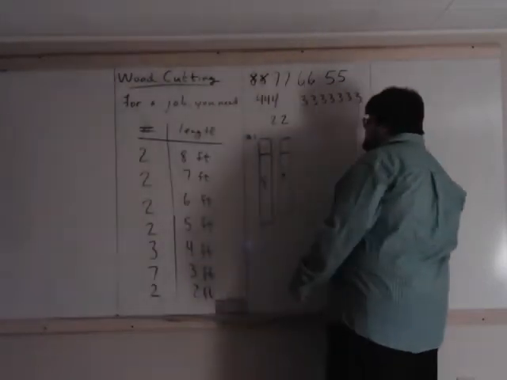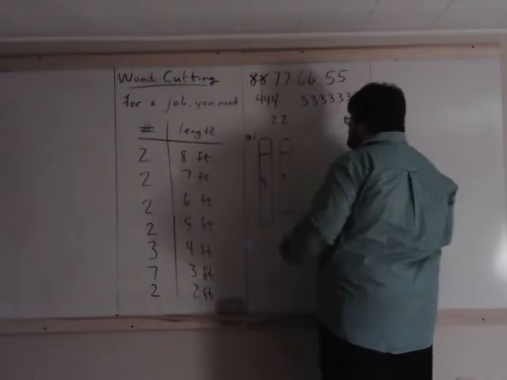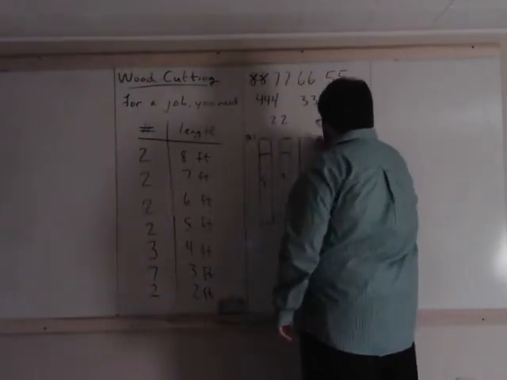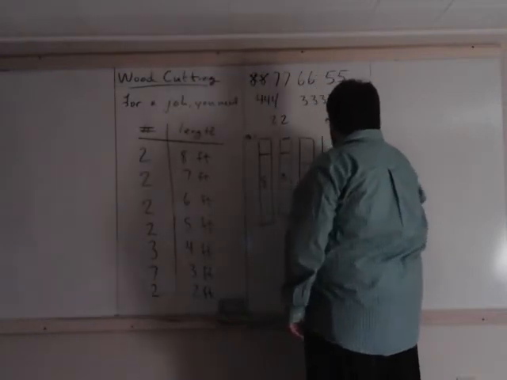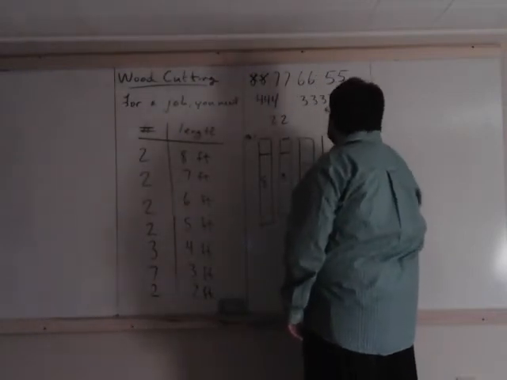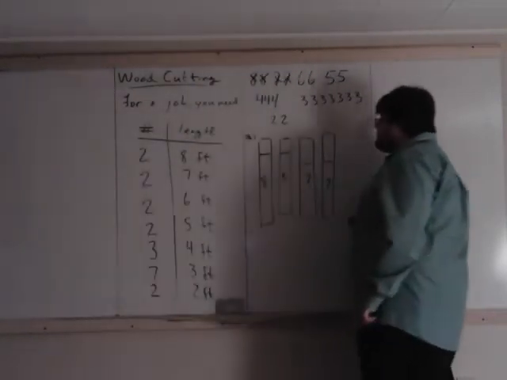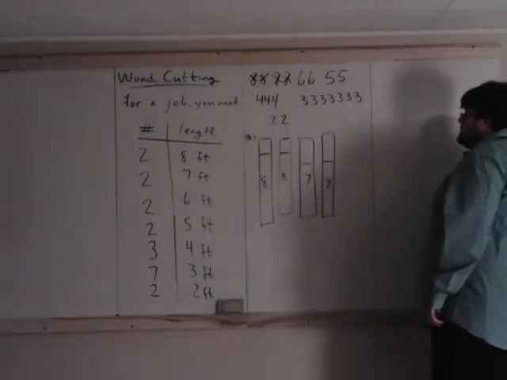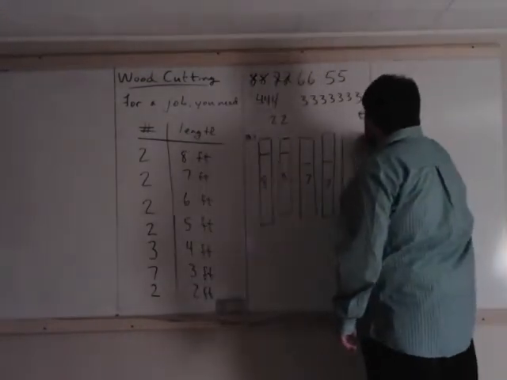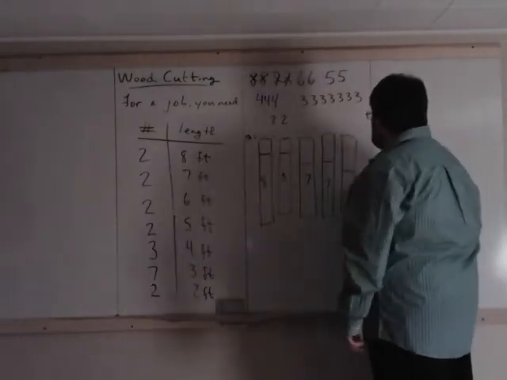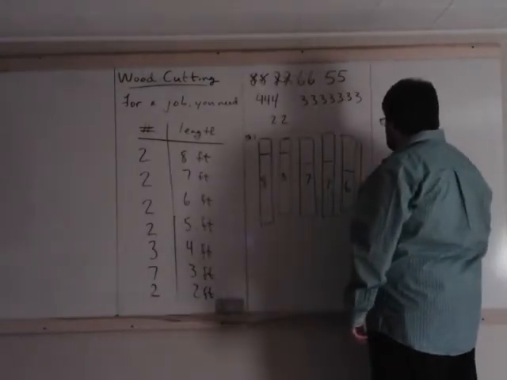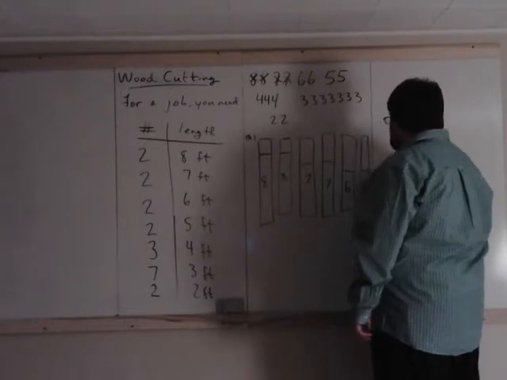Now we want to put 7s. We can't put 7s here, so we need a new board. 7. And the second 7 will go next to that. Now what about 6s? Well, 6s, all that's left on this is 2 feet. All that's left on this is 3 feet. So we can't fit a 6-foot board there. So we need another board for 6.